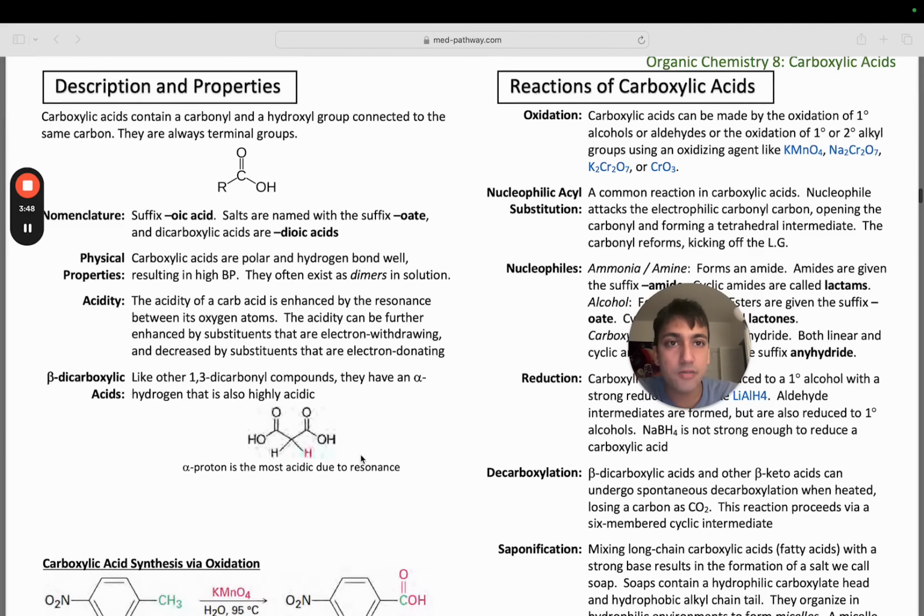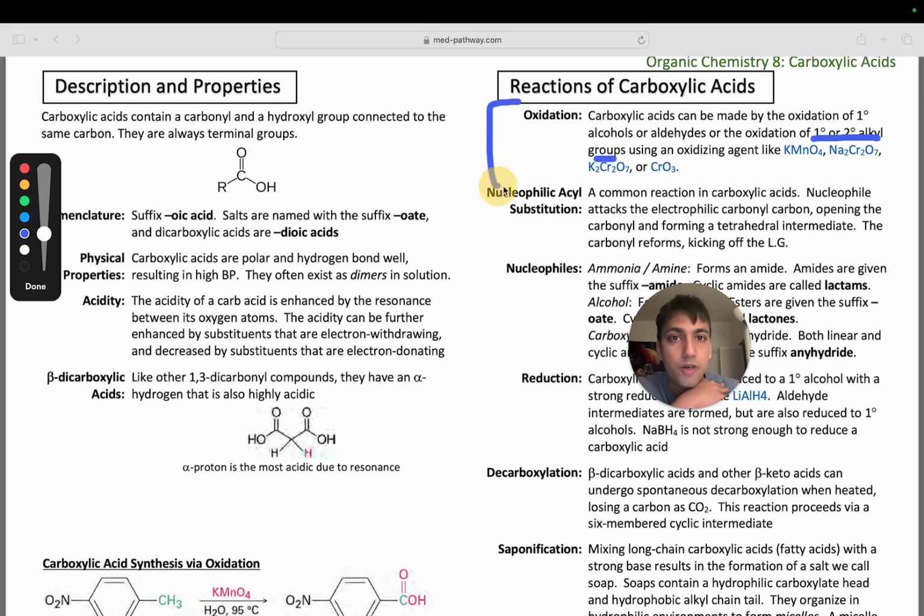Now we have reactions of carboxylic acids. So what's happening here is we have oxidation. This is nothing new. I told you about KMnO4. We went over all these oxidizing agents that produce carboxylic acids from oxidation of primary alcohols or aldehydes, or the oxidation of primary or secondary alkyl groups. So remember that we've already covered this. And actually most of this over here we've already covered, but let's go through that quickly.